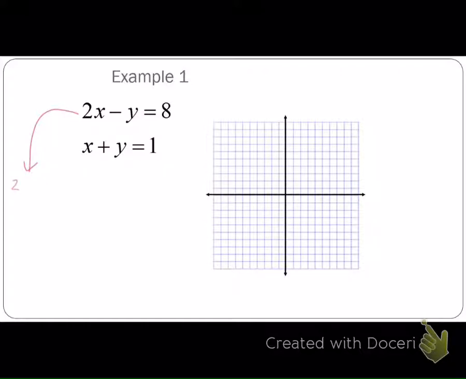So how do I get 2x minus y equals 8 into slope-intercept form, Bree? Do you know what I mean by slope-intercept form? That's y equals. Yeah. Subtract the 2x. Perfectly fine, yeah. Then what, Bree?